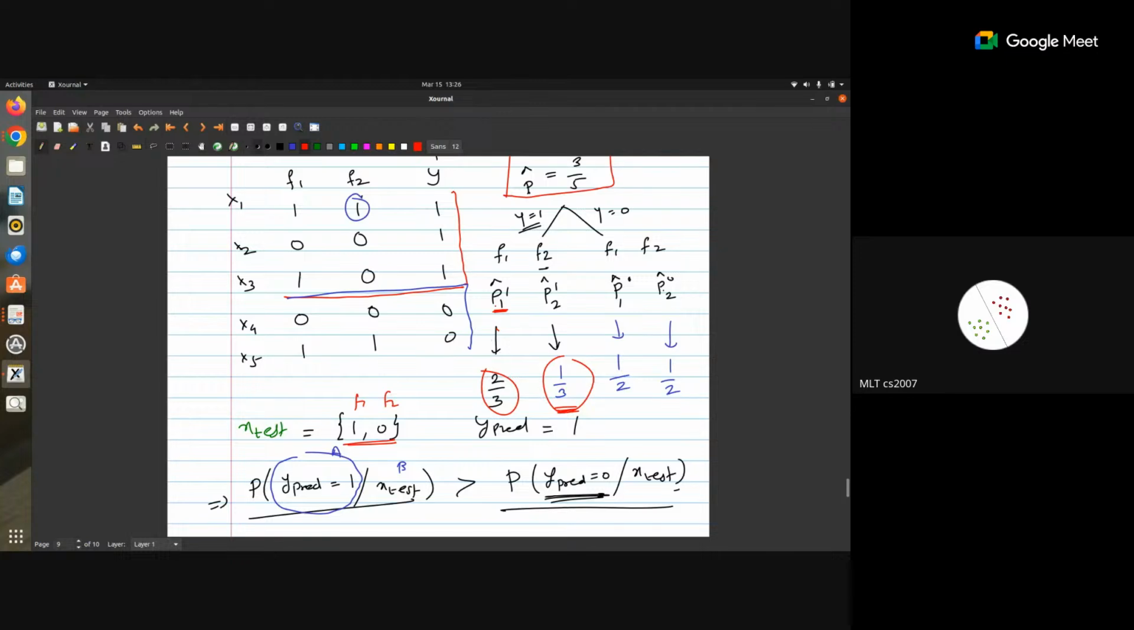Okay, what are these probabilities? The probability that it will appear as 1. What will be the probability when it appears as 0? So it is 1 minus p1 hat of 1, which is 1 by 3, right? Similarly, here it is 2 by 3. Are you able to appreciate this part? No?